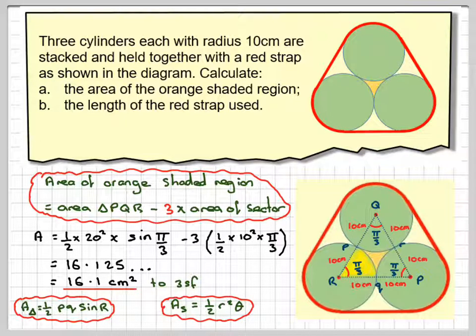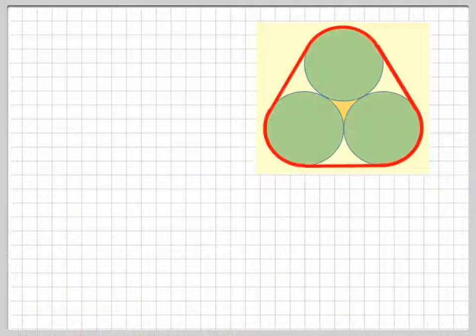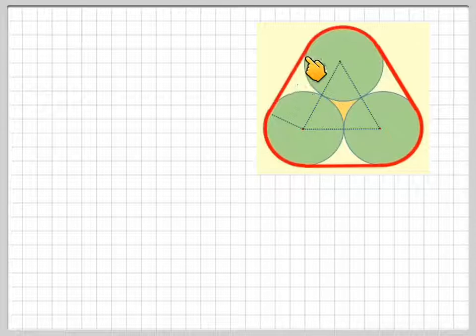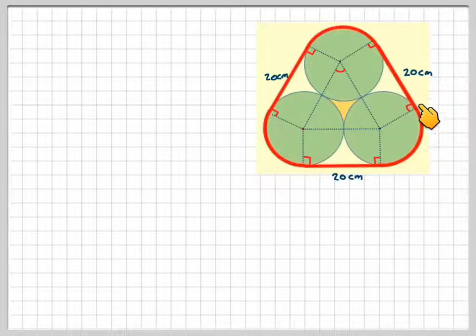Okay, now to find the length of the strap all the way round. So again, go into a diagram. Again, I'm going to put those centre points in and draw that triangle up. Now, if I draw that line in here, this part here is actually a tangent to the circle. This is the radius. Therefore, we know that that angle is 90 degrees, and therefore that one is also 90. That one's 90, and that one's 90. And we know that the length here is 20, this is 20, and this is 20.